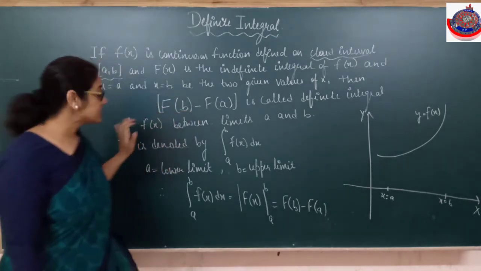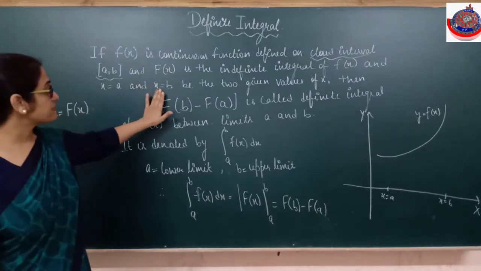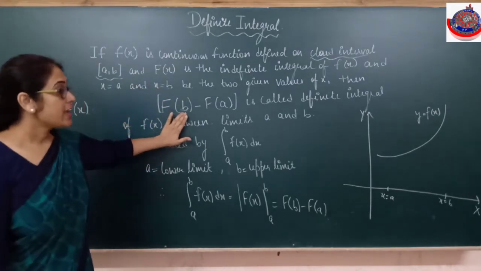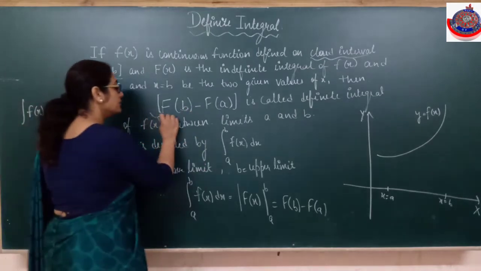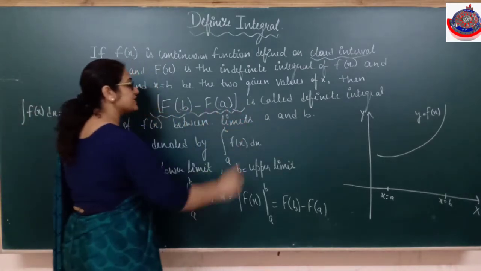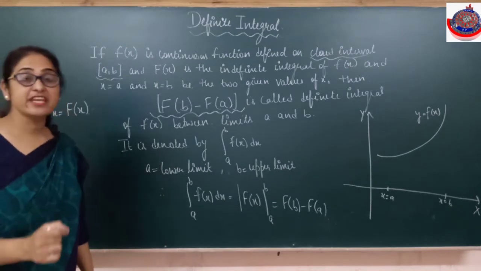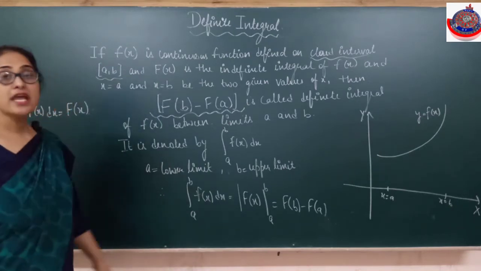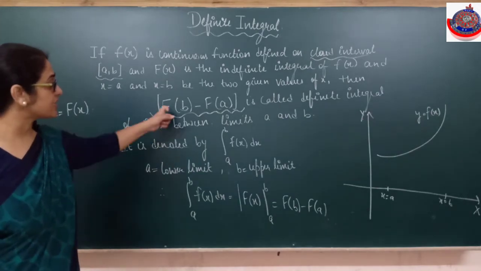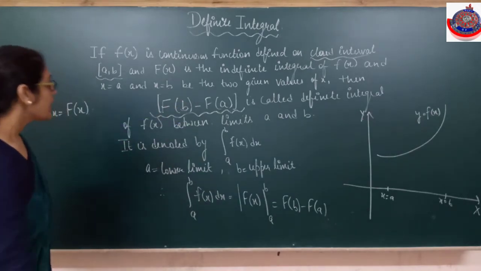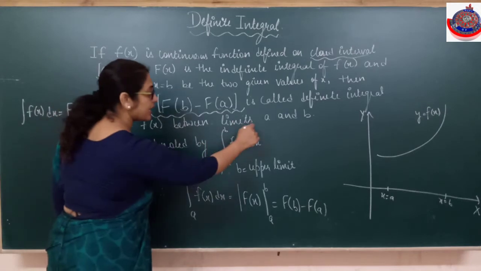F(b) means we integrated, and after that we have substituted x equals b, minus we have substituted x equals a. This term F(b) minus F(a) is called definite integral. Is it clear? This is called definite integral. F(b) minus F(a). That means f(x) between limits a and b.